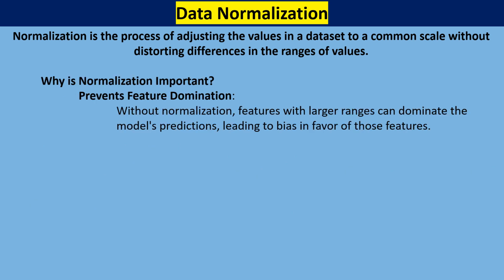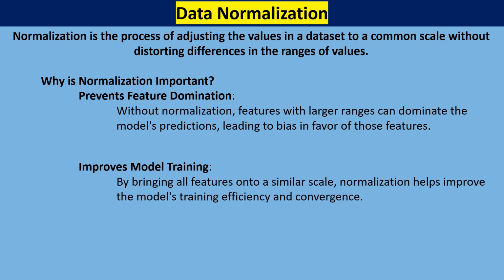Why is normalization important? Without normalization, features with larger range can dominate the model's prediction, leading to bias in favor of those features. Feature contribution: just consider a scenario with a feature like height in centimeters and income in dollars. The large scale of income may cause the model to overlook height because the range of income is significantly higher.